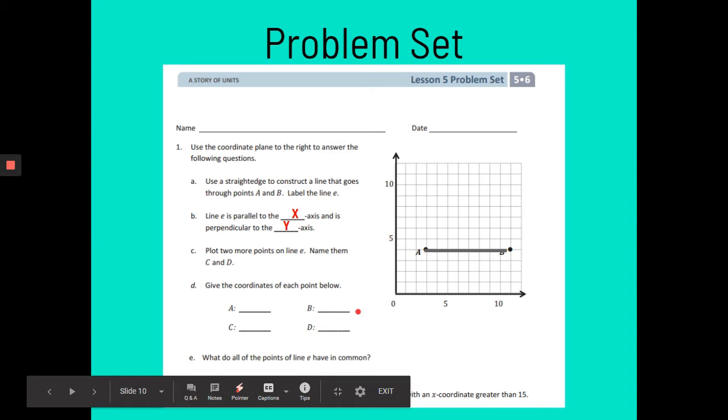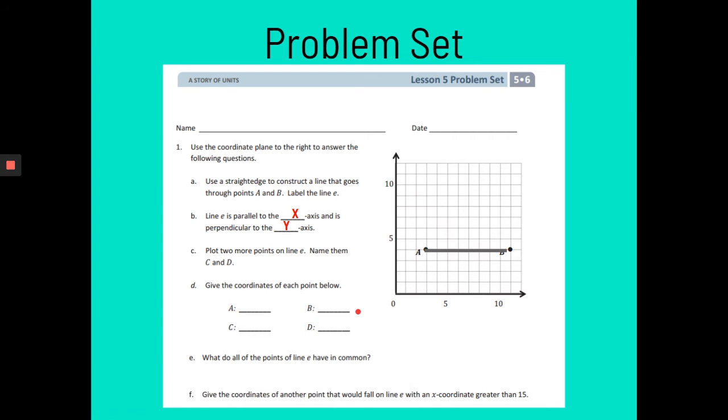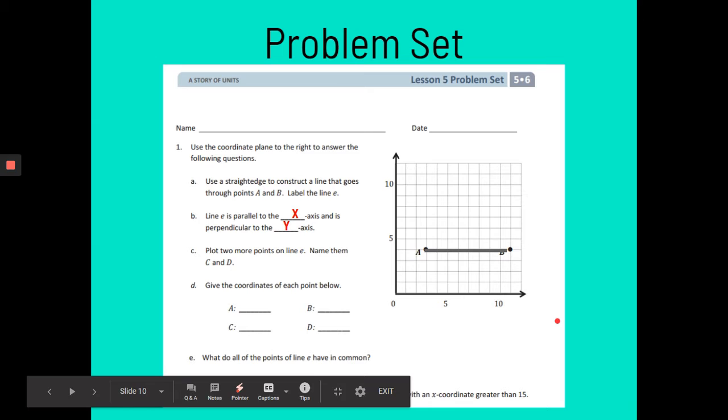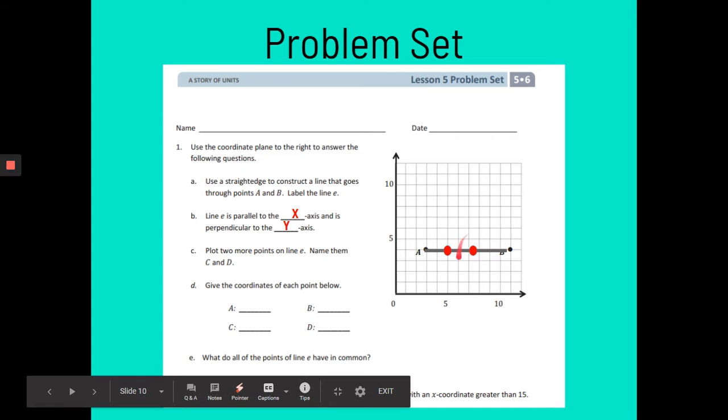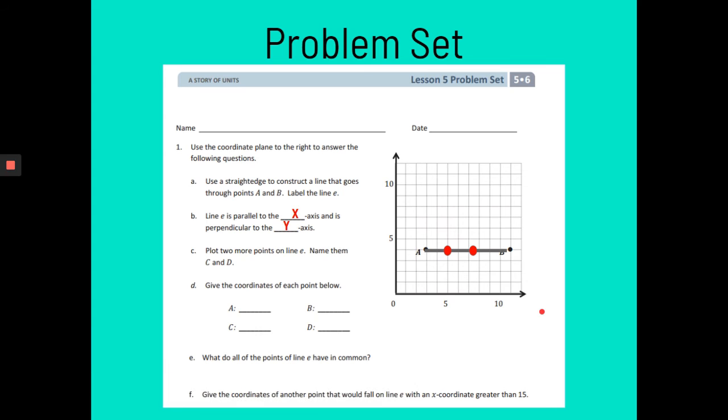All right, so now it's asking us to plot two more points on line E, this line, and name them C and D. Okay, so I'm going to put just two points on this line. One's a little off, but we can guess where it's supposed to be. Now that we have this, I just put C and D wherever. You can put your own C and D wherever you would like.